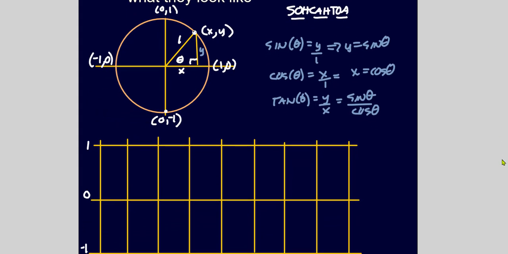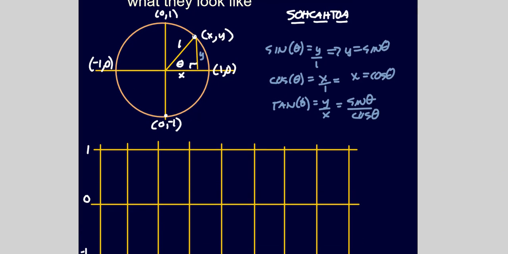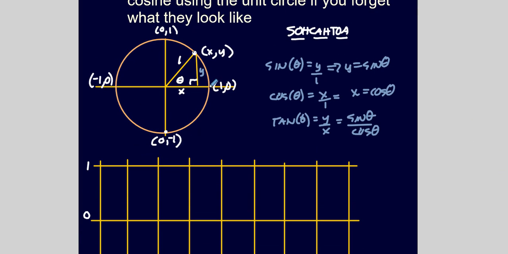So now let's sketch sine and cosine using the unit circle. Again, on the unit circle, radius 1, so at 0 degrees or 0 radians, the coordinates are 1, 0. At pi over 2 or 90 degrees, the coordinates are 0, 1. At 180 degrees or pi radians, it's negative 1, 0. And at 270 degrees, or 3 pi over 2, the coordinates are 0, negative 1.